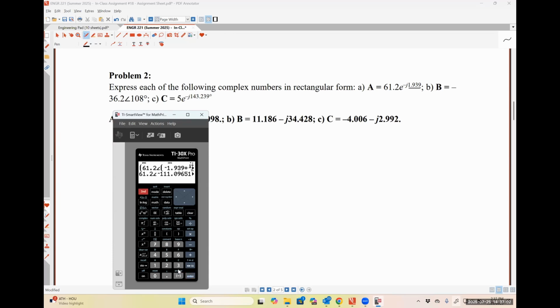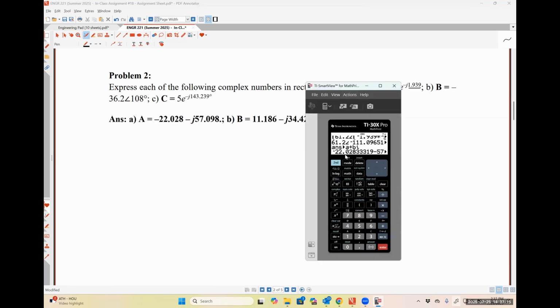And now I can do answer, second complex, and then option 5 to convert it to rectangular. And I get negative 22.028 and some change minus 57.098 and some change if I scroll far enough. So it absolutely gave me the rectangular form that I was looking for.